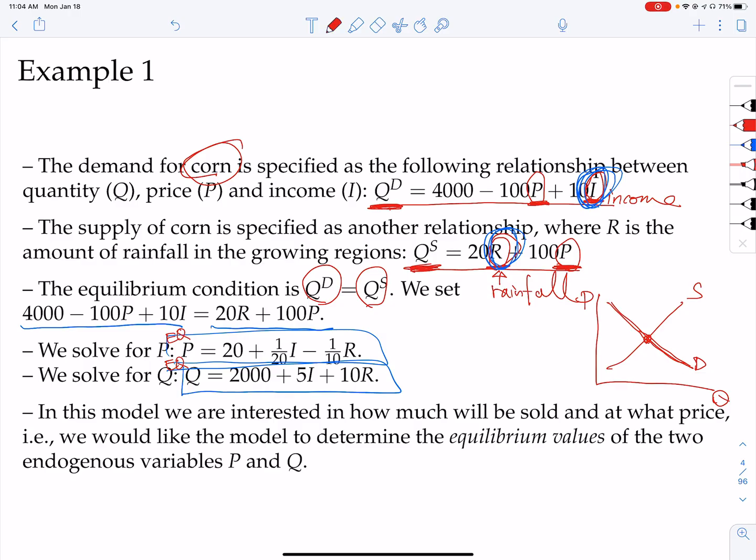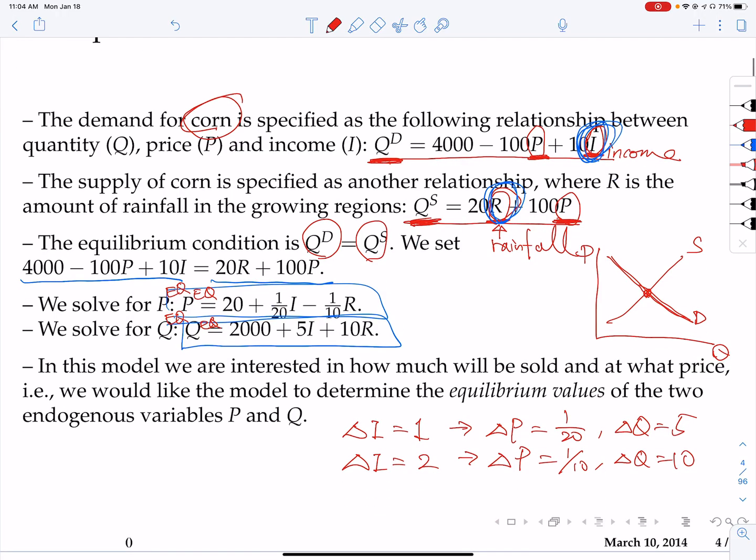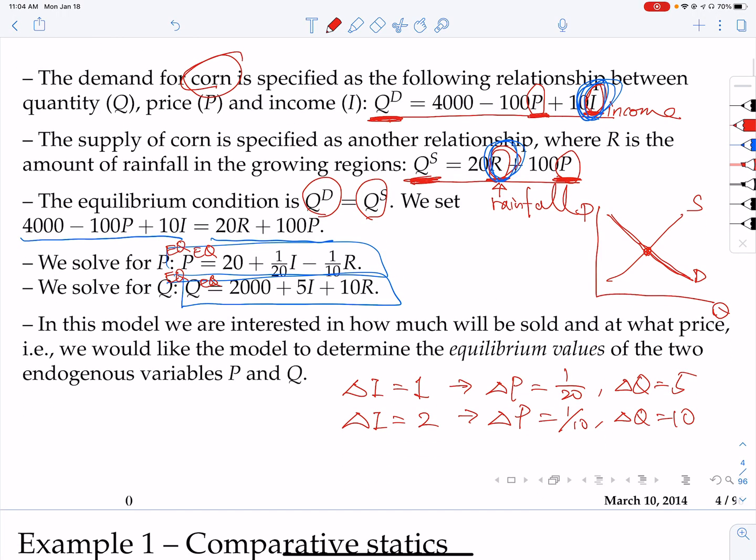So this is the equilibrium price and equilibrium quantity. As you see here, when income goes up, let's say income goes up by $1, that means price goes up by 1/20 and quantity goes up by 5, right? If delta I goes up $2, then price increases by 1/10 and quantity increases by 10, right? So we can do this kind of analysis.